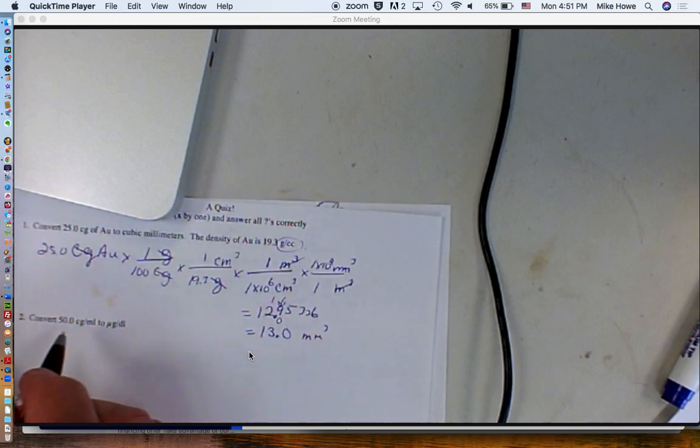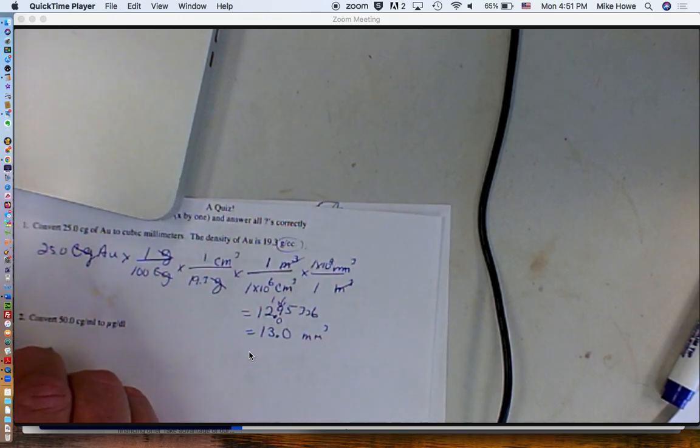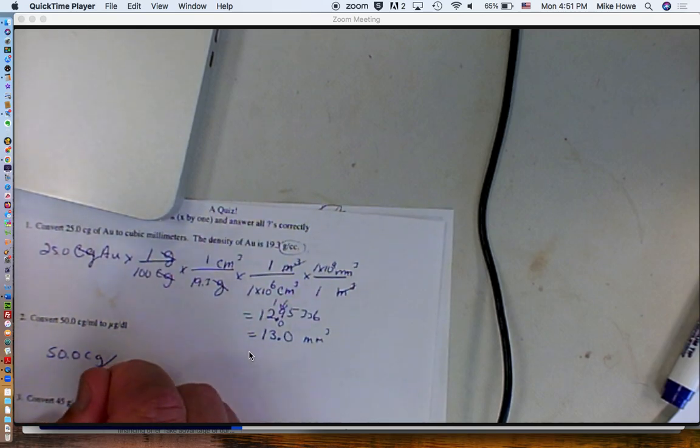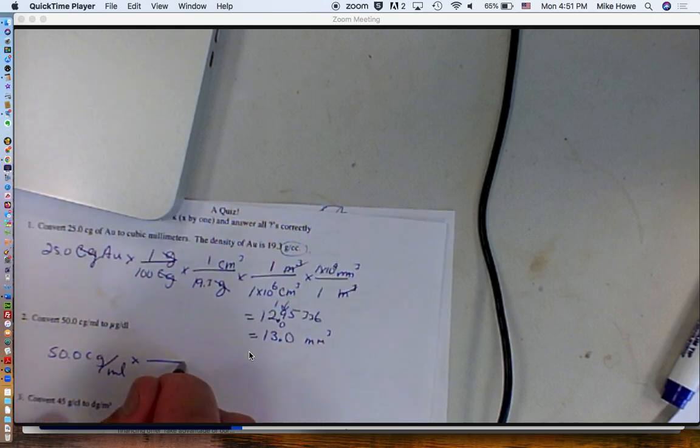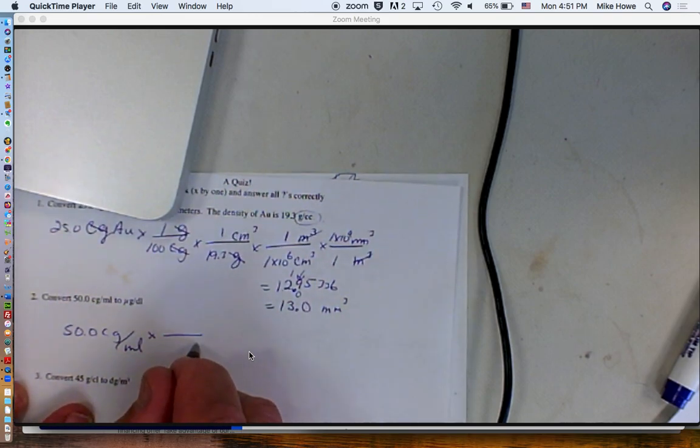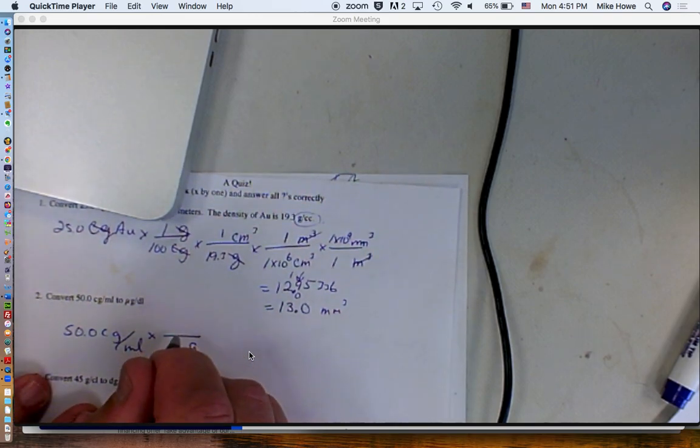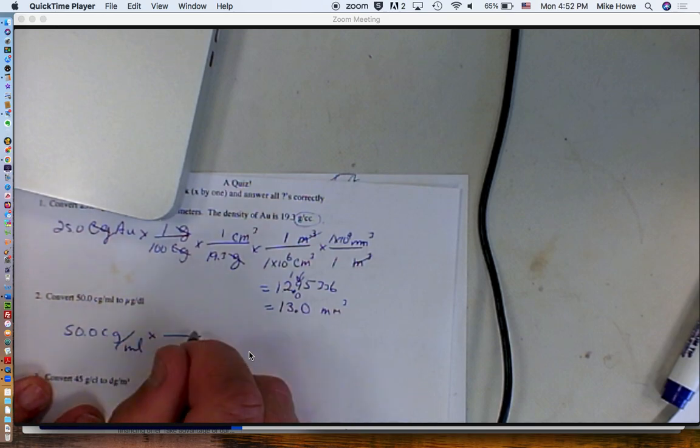All right, next question. You have 50.0 centigrams per milliliter. We want to change the micrograms on top. We want to change the deciliters on the bottom. So let's go with centigrams down here, because centigrams are here, and then grams up here. So 1 of those, 100 of those.